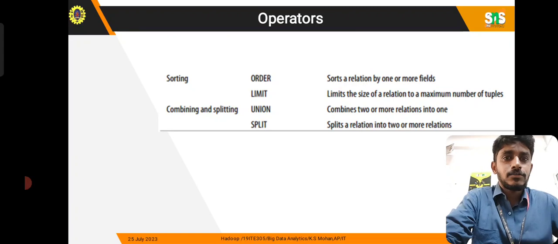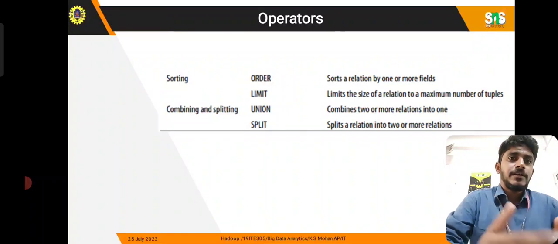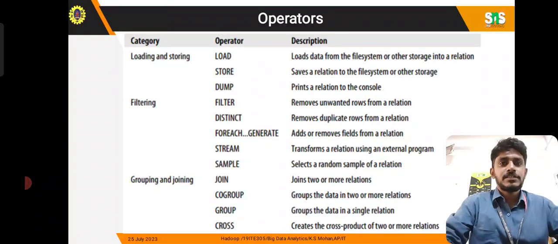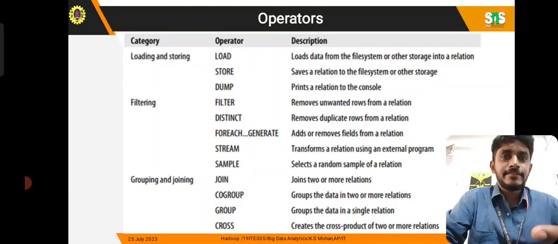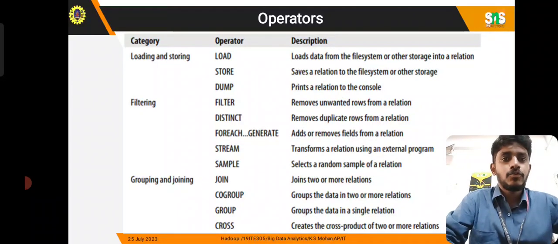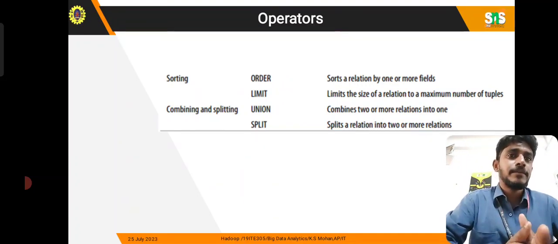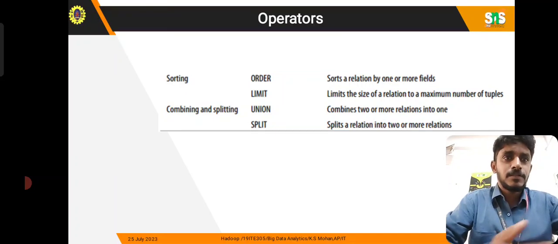Then sorting and combining: order, limit, union, split and other things are some operators we discussed here for Pig Latin. With the help of these categories, loading and storing, filtering, grouping and joining, and sorting, combining and splitting, we can implement Pig Latin in the Hadoop system.